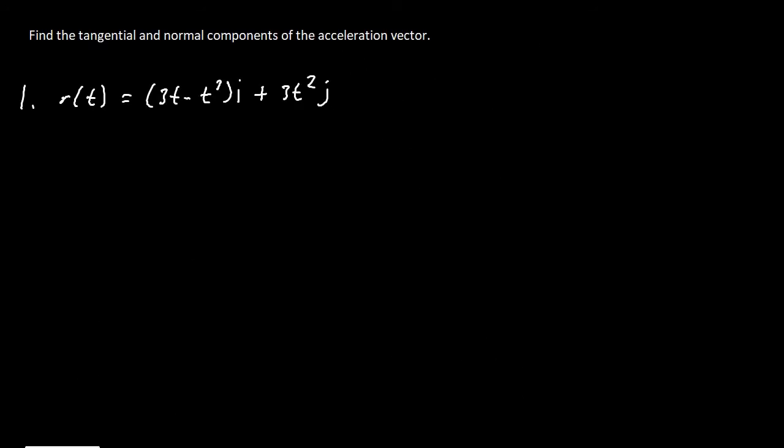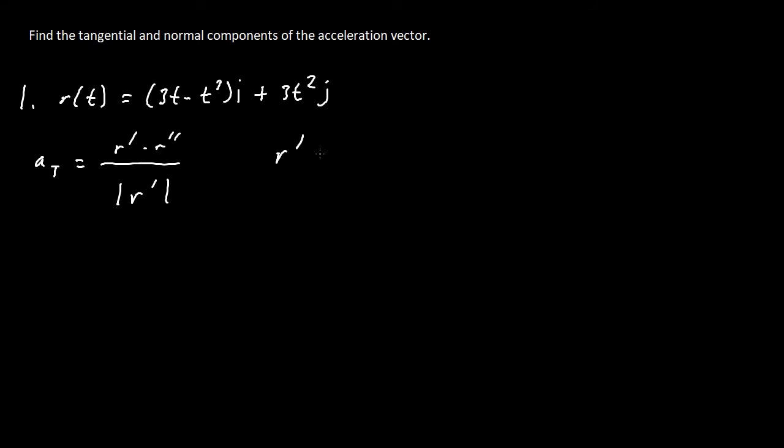So let's go ahead and find the tangential and normal components of the acceleration vector, given that r of t equals 3t minus t cubed i plus 3t squared j. The formula for the tangential acceleration component A sub t is once again going to be equal to the dot product of r prime and r double prime over the magnitude of r prime. So let's find r prime and r double prime first.